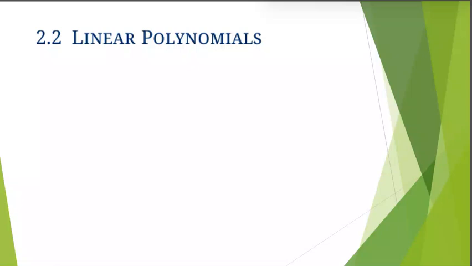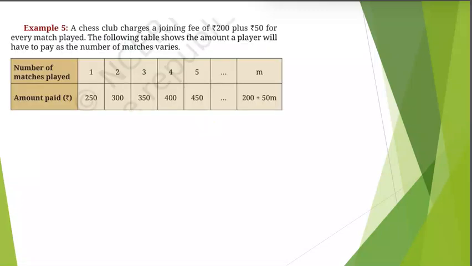So hi all, today we will do the second topic of the second chapter, that is linear polynomials. Let us start with an example. Example 5 states that a chess club charges a joining fee of 200 plus 50 rupees for every match played. The following table shows the amount a player will have to pay as the number of matches varies.